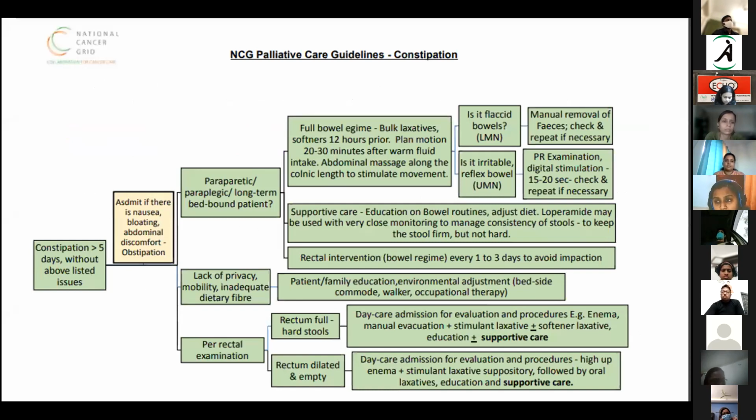So this chart I have shared is by the NCG, the National Cancer Grid, who developed palliative care guidelines for individual symptoms. It's a very busy chart. It's available on the TMC website, the Tata Memorial Centre main website, where you can access these guidelines that were created, peer-reviewed and evidence-based. So this gives you a rough idea of how you would approach and manage each different case of constipation.